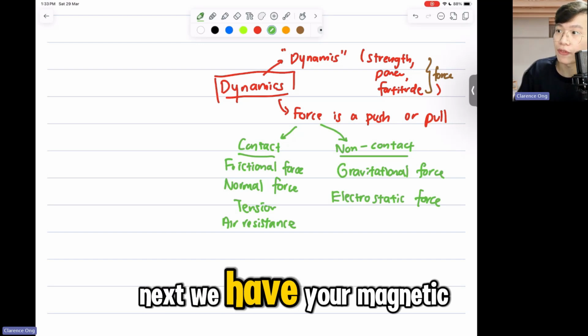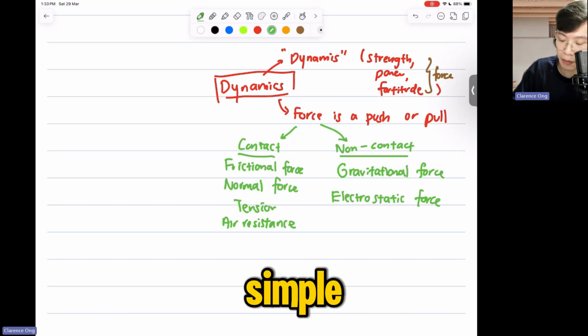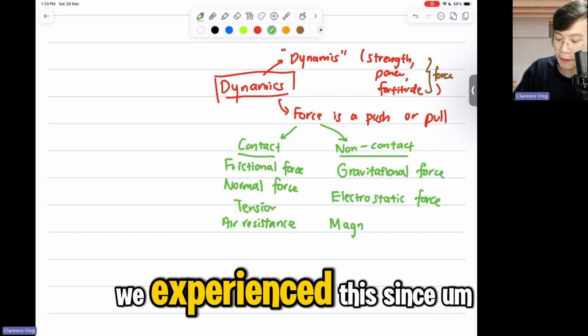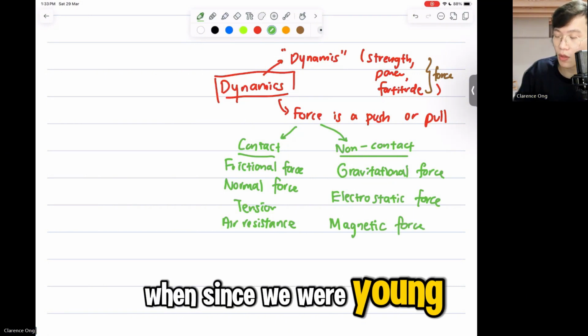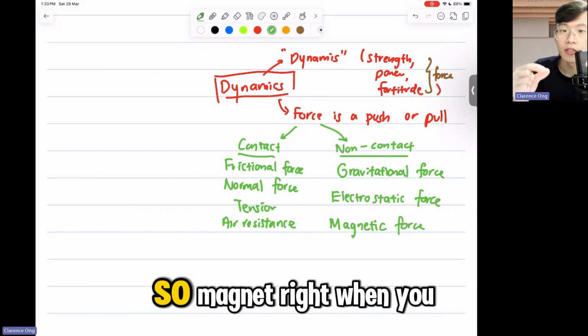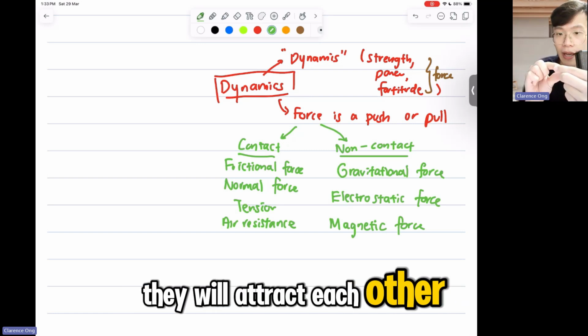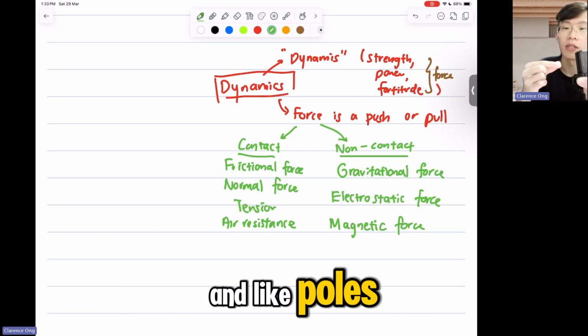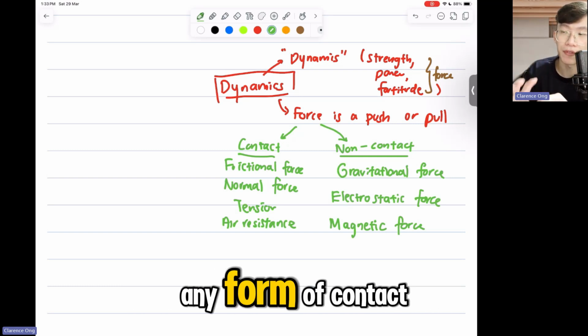Next, we have your magnetic force. Magnetic force is quite simple. We experience this since we are young, when we play with magnets. So magnet, right, when you put them together, unlike poles, they will attract each other, and like poles, they will repel each other. So that force doesn't require any form of contact.